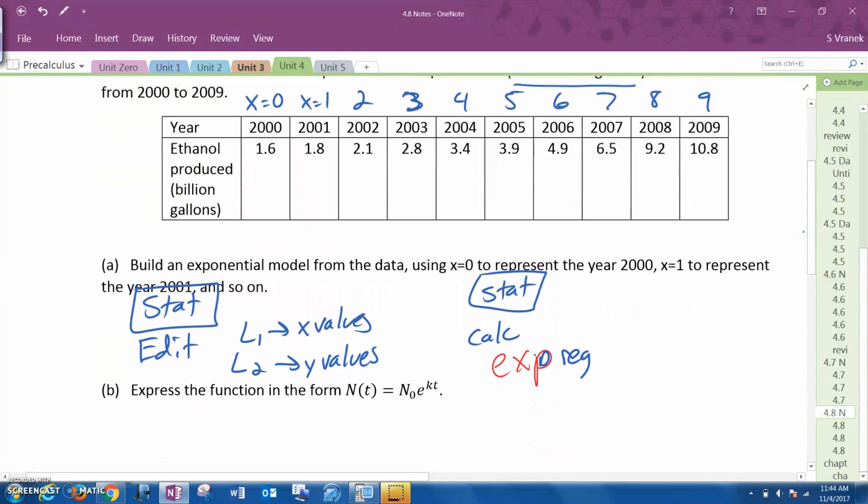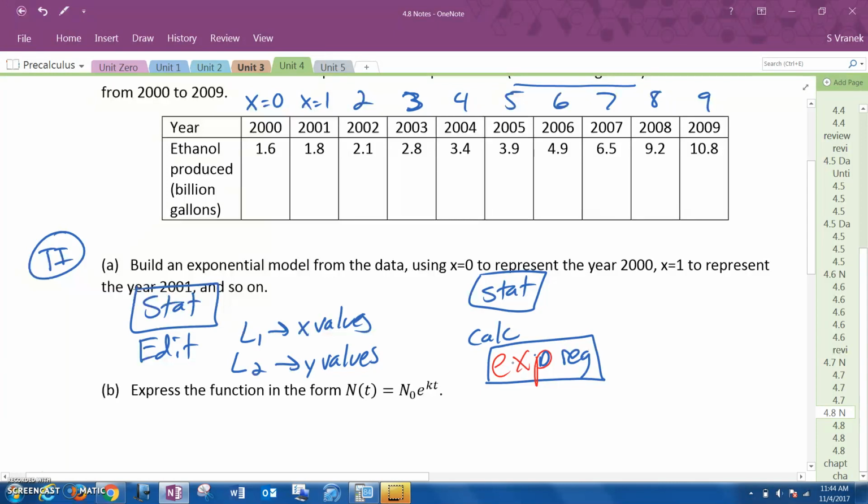Alright, so for part A, I have some directions. You can pause the screen and write this down, but basically this tells you how to go to your calculators, and this is for TIs. You hit the stat button and then hit enter on edit. And then in the L1 list, you put your X values. The L2 list, you put your Y values. Then to get the regression, since it says an exponential model, we want exponential regression right here.